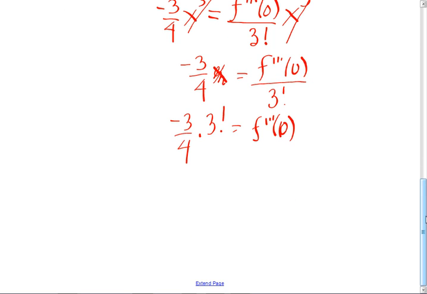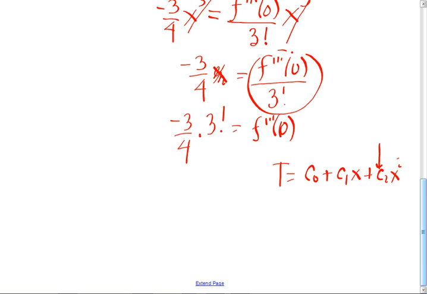These are the coefficients of the Taylor polynomial. Remember, the Taylor polynomial was C0 plus C1 times x plus C2 times x squared. These are the coefficients there. And remember how you found the coefficients on your Taylor project? Those are the derivative divided by the factorials. Making that connection is not easy.